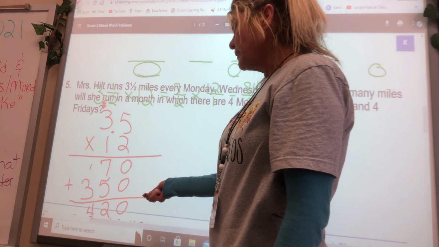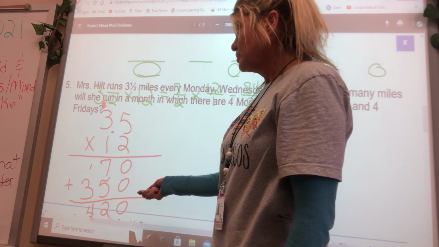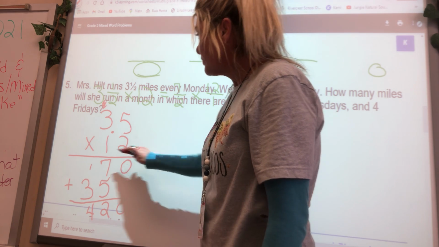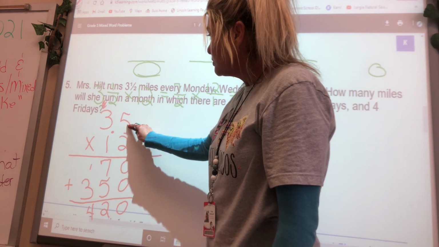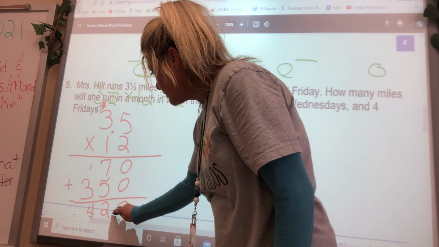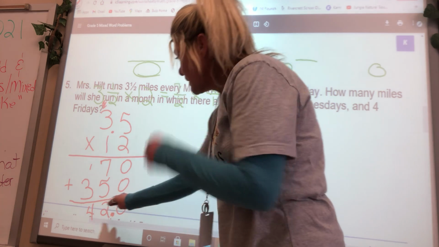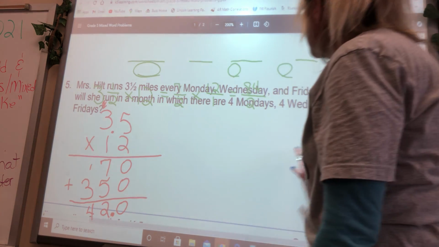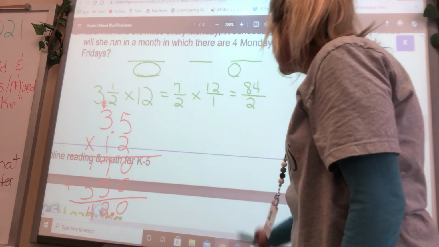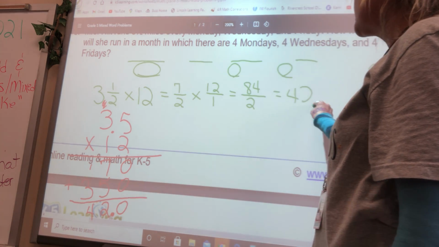To find out how many go behind the decimal in the answer, we look at the problem. How many digits are behind the decimal in the whole problem? Well, just the 1, just the 5. So that's how many will be behind the decimal in the answer. So we came out with 42. Well, when we divided our 84 by 2, we got 42.